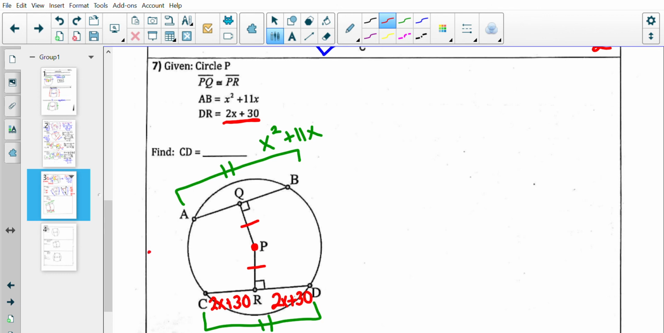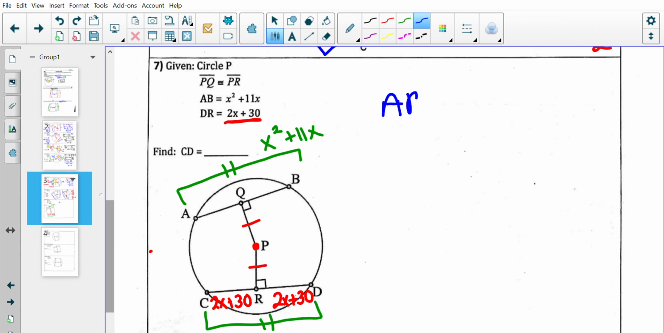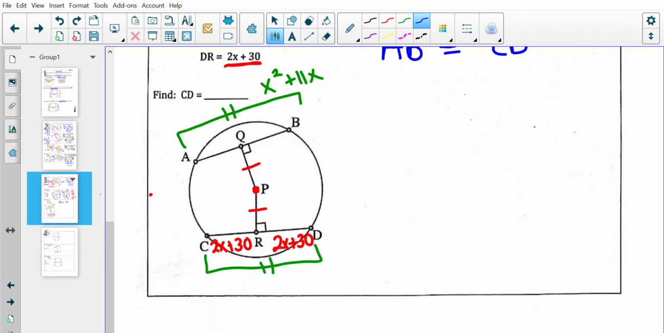Now we want to find CD. Well, in order to find CD, we need to first solve for x. Now we know segment AB has to be congruent to segment CD. So CD is not 2x plus 30. CD is going to be 2x plus 2x, so 4x, and then 30 plus 30 is 60. So our equation is going to be x squared plus 11x is equal to 4x plus 60.